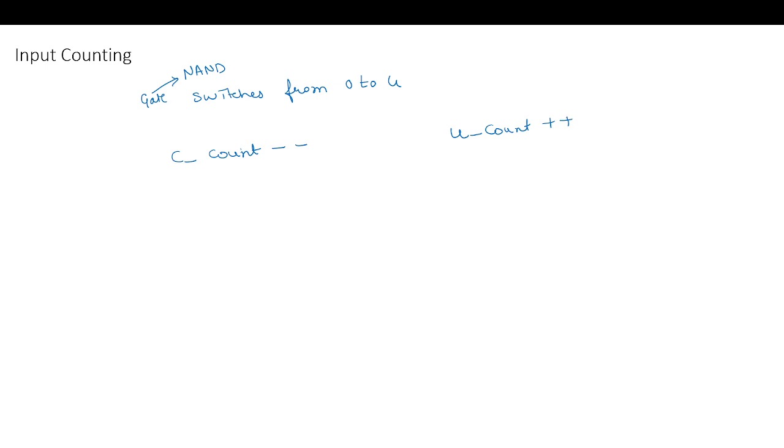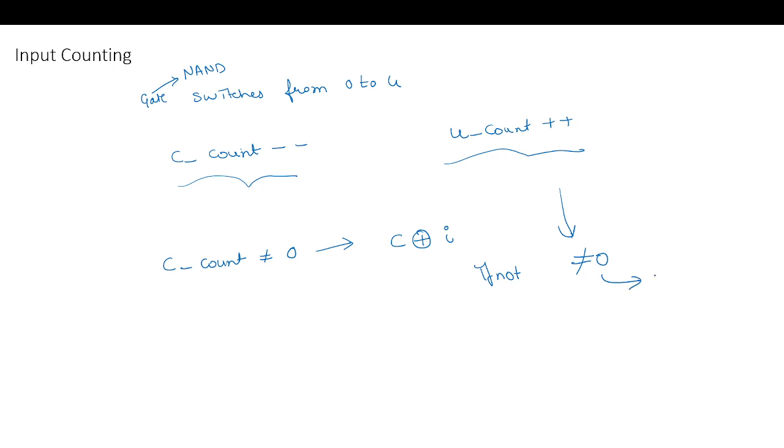So now, after updating these values, if the C count is not equal to 0, that means there is at least one controlling value present, so the output should be the controlling value XORed with I. If not, and the unknown count is not equal to 0, that means there is a presence of an unknown value, so the output should be unknown. If both become 0, then similarly the output is C complement XOR I. So it is the same as the previous method, but we update the counts and then evaluate. If there is no change, then the previous output will remain. In this way, we keep a counter for the controlling and the unknown inputs.